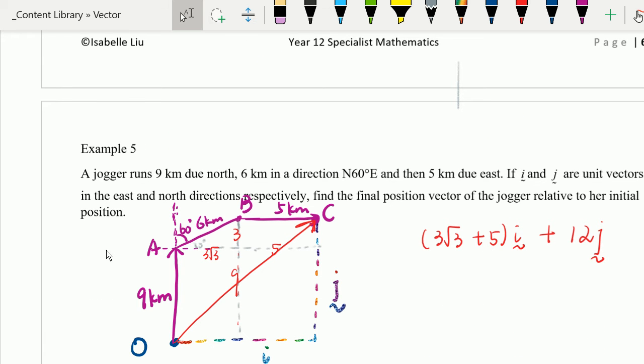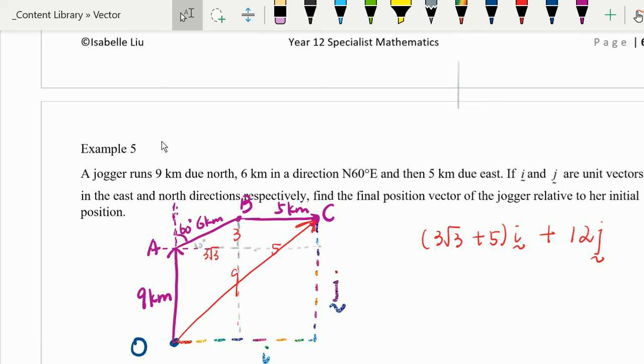And for the next one, if this jogger runs 9 due north, so from point O go north, let's reach point A, and then go 6 kilometers in the direction of northeast of 60 degrees, which is 60 degrees here, and then run this direction by 6, and then further due east by 5 kilometers, reach point C. If i and j are unit vectors for east and north direction, we want to work out the position vector of OC. You can relate to the initial position.